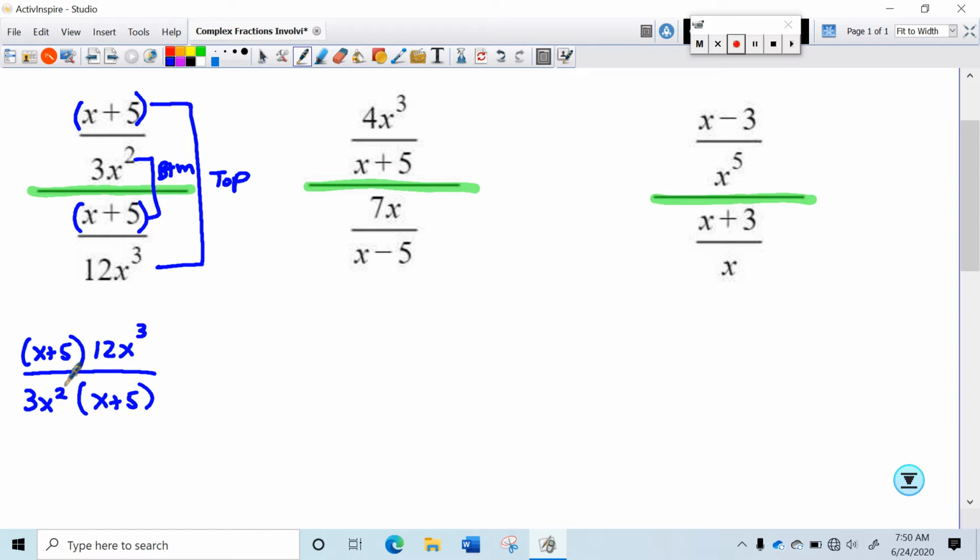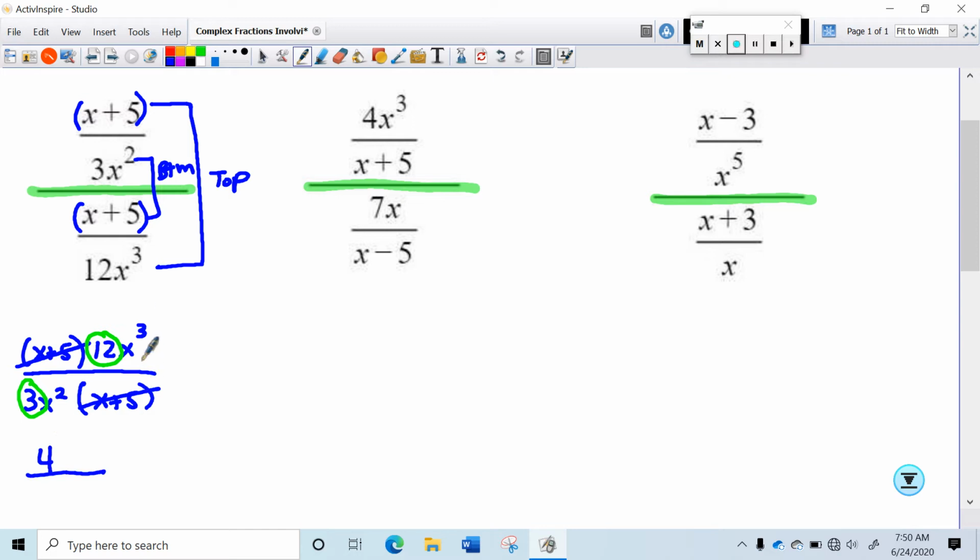Okay, so families cancel. If they're the same thing, top and bottom, they cancel. So x plus 5 cancels with x plus 5. So now what I have to deal with is the actual numbers by dividing. So 12 divided by 3 is 4.